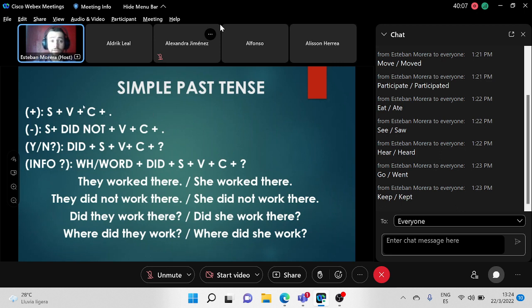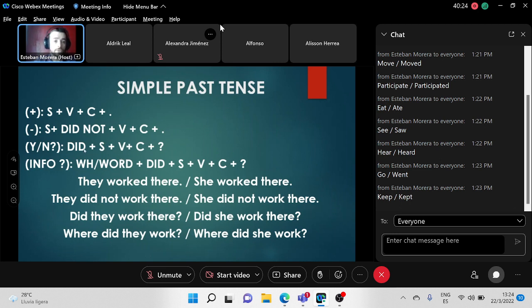Okay, I said that only when the sentence is positive, we write the verb in the past. When we use negative sentences or questions, we don't write the verb in the past. We use the verb in the simple form, in the present form, in the standard form. We don't change it, we don't modify it.